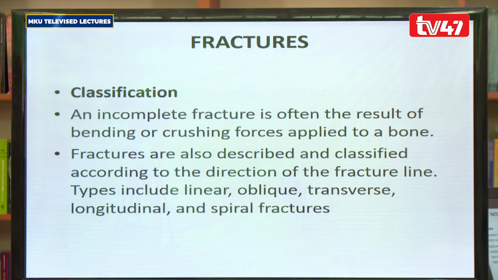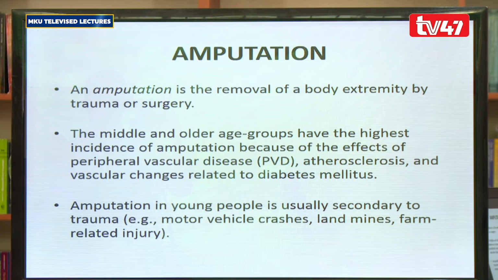A fracture can also be described according to the direction of the fracture. The direction could be oblique, transverse, longitudinal, or spiral. Those are the different classifications of fractures, and we shall discuss the management of fractures and amputation in general. Let us now discuss amputation.